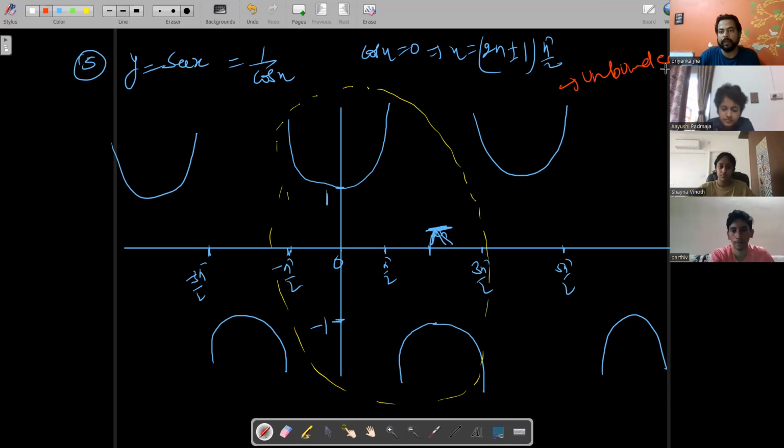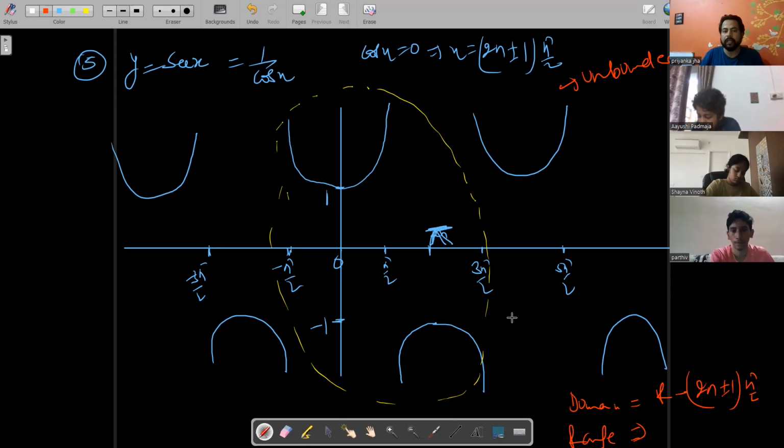Unbounded means there is no limit. It can go up to plus infinity. It can go down to minus infinity. And domain you can say all real values except odd multiples of pi by 2 where it is undefined. Range you can see is minus infinity to minus 1 and 1 to infinity.